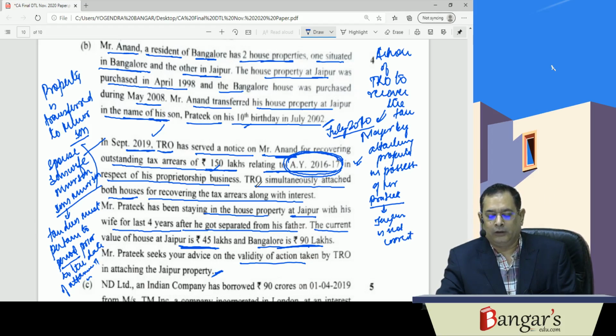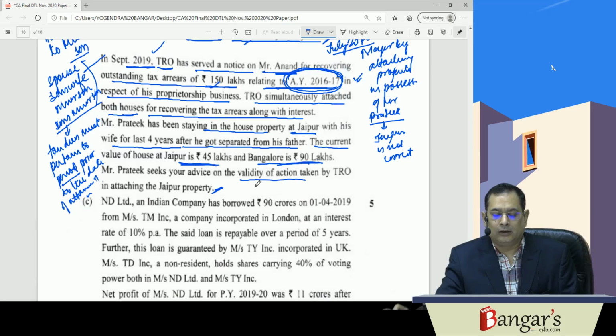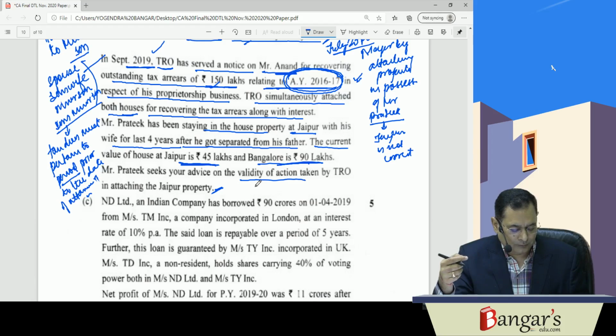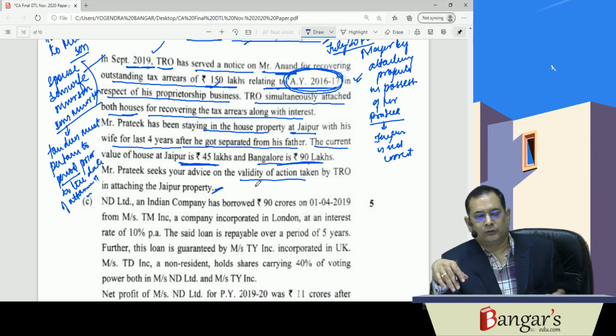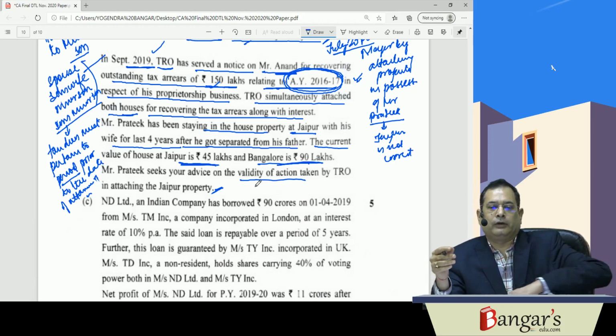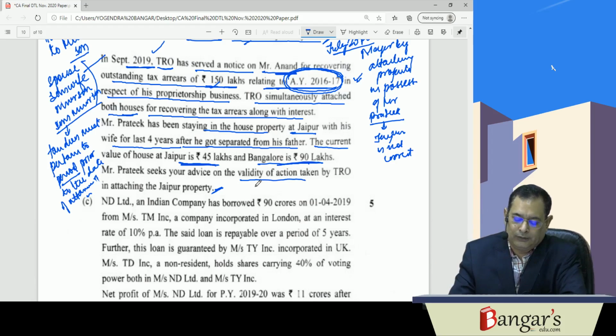So here Pratik can challenge the validity of the action taken by the TRO in attaching the property which was in his possession, because the arrears must relate to the period prior to the date when he attained majority. That house property has been transferred and the tax arrears here are for AY 16-17.